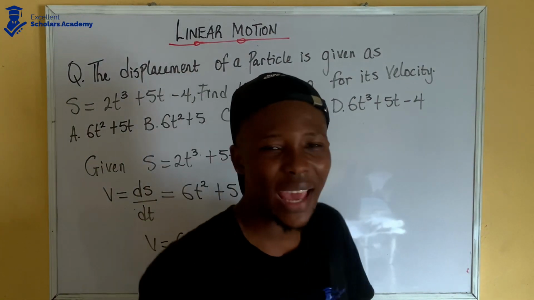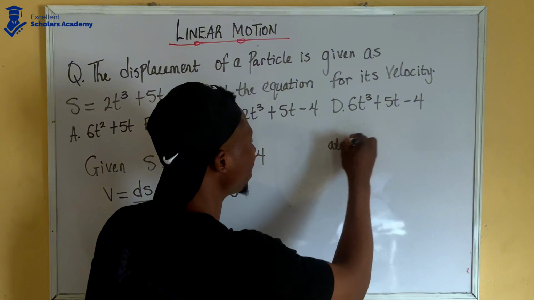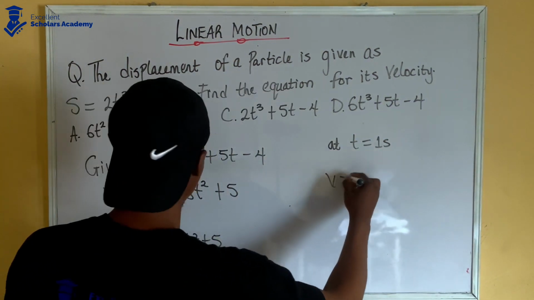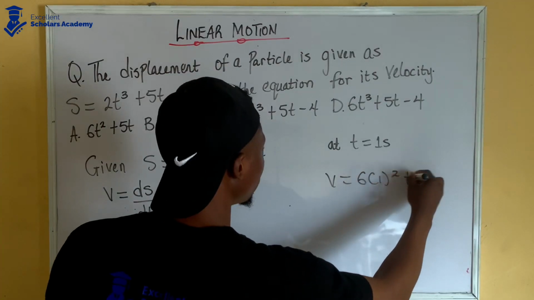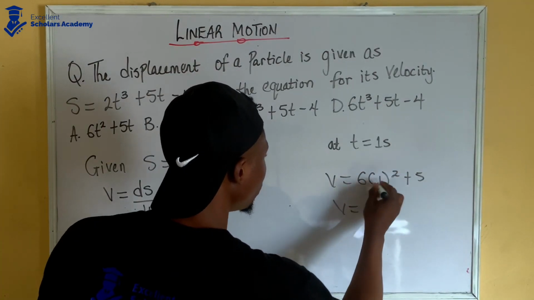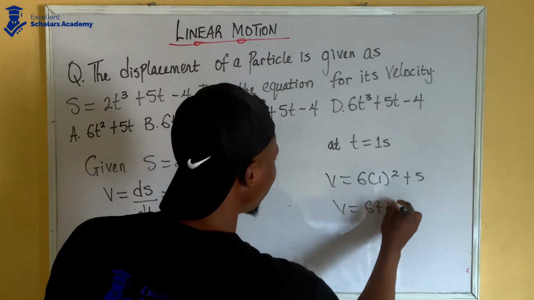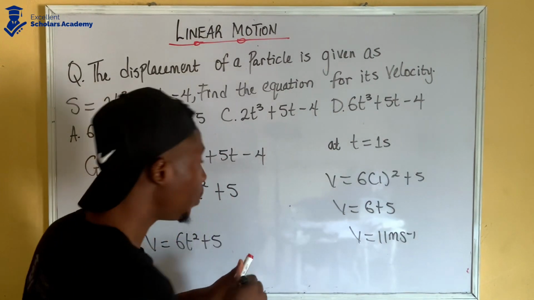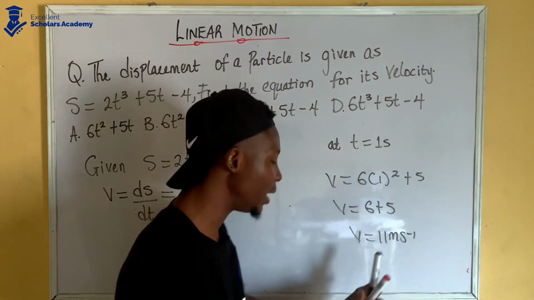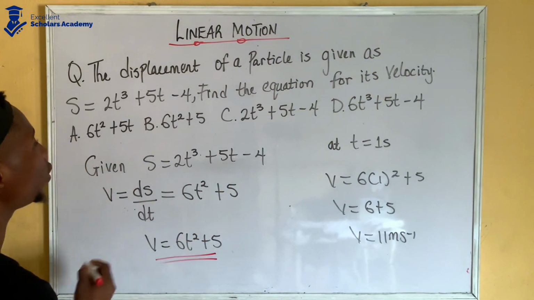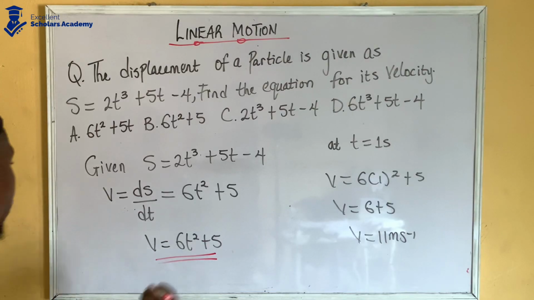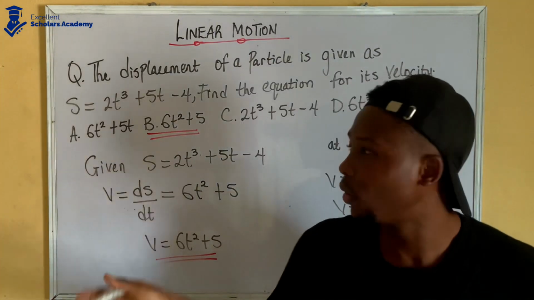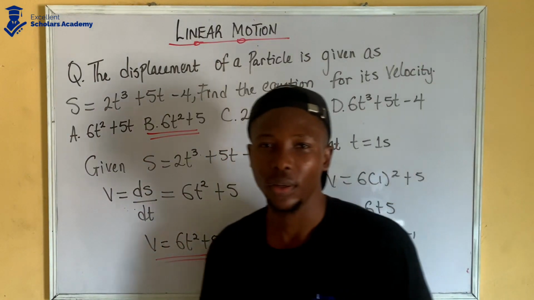Now, they can say at t is equal to 1 second. So you now put v is equal to 6 into bracket 1 squared plus 5. So you now have v is equal to 1 squared is 1, 1 times 6, 6 plus 5. That's going to be, v is going to be equal to 6 plus 5, 11 meters per second. But they did not ask us for this. I am just saying in case. So this is our correct answer, which is going to be option B. So this is the equation or the expression for our velocity.